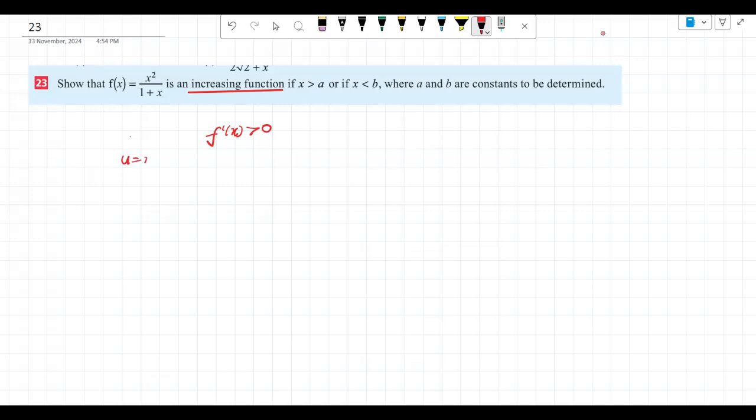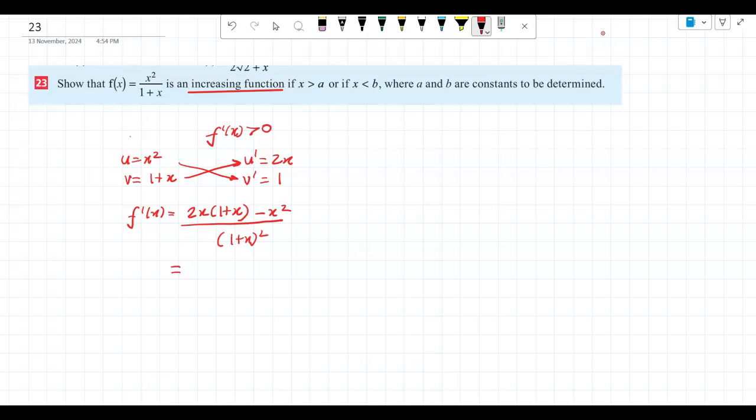So I'll take u is equal to x square, v is equal to 1 plus x. So I'll apply the quotient rule. u dash is 2x, v dash is 1. Okay. So your f dash x is v into u dash, so 2x into 1 plus x, which is minus, yeah, correct, you are right. Perfect, you've done it. Minus x square, correct, upon v square. That's it.